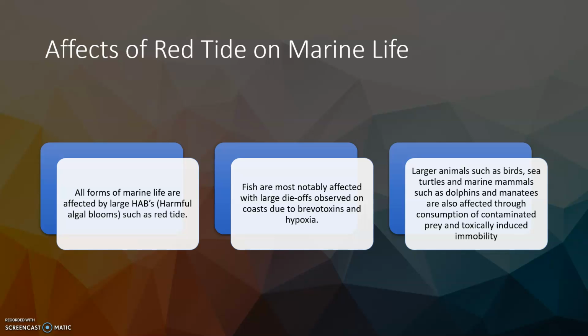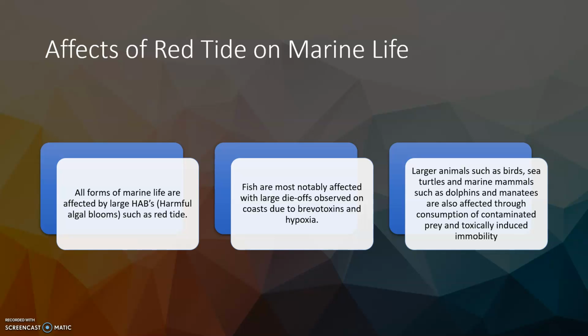This is due to brevotoxins in red tide that cause them to swim in circles and be sporadic and ultimately cause death. It also causes hypoxia, which is where all of the algae takes the oxygen out of the water, and then the fish have nowhere to breathe and ultimately die from this.